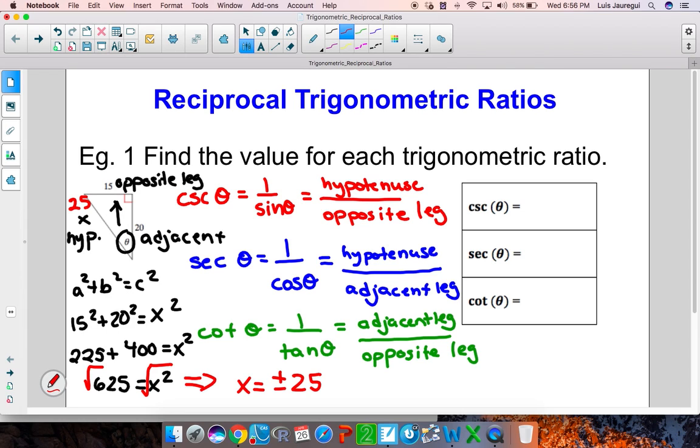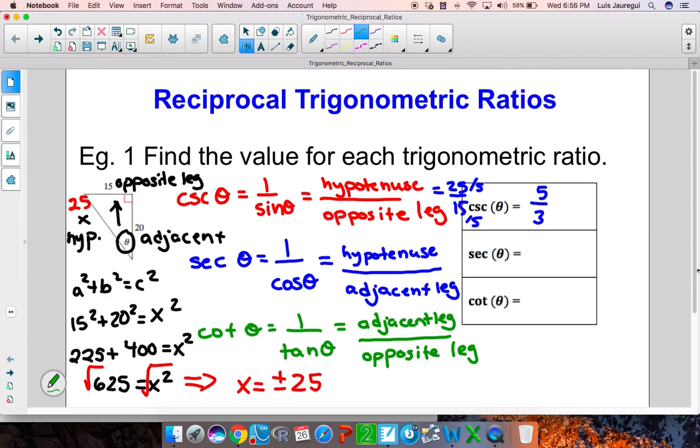With that said, let's go ahead and find cosecant of theta. Cosecant of theta is hypotenuse divided by the opposite leg. So the hypotenuse is 25. Let me write it here. 25 divided by the opposite leg, which is 15. Now we're going to divide by 5, which is the greatest common factor. And notice that 25 divided by 5 is 5, and 15 divided by 5 is 3. Therefore, cosecant of theta is 5/3.